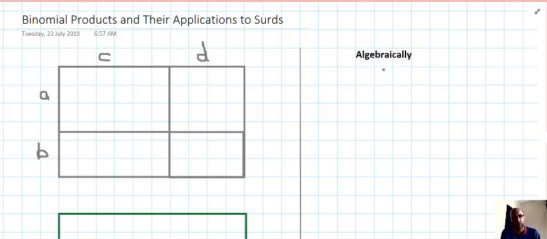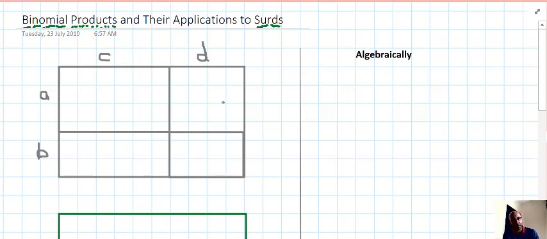We're learning about binomial products and applying them to surds. Binomial products, in my opinion, are extremely important to identify and be able to demonstrate skills in maths, because not just with surds but with regular algebra as well, you'll see them. So this is an important video.